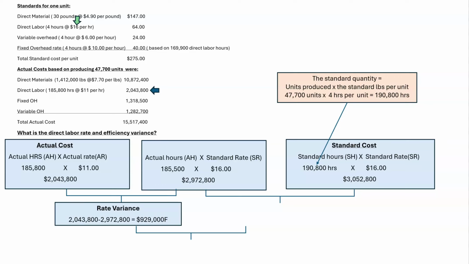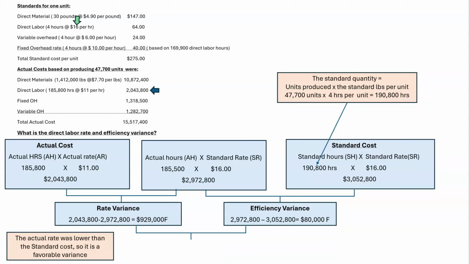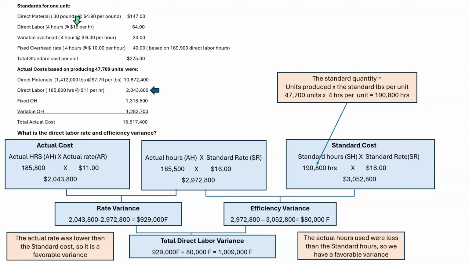So, for the rate variance, we have a favorable of 929 because we did pay less. And for efficiency, in spite of the fact we used cheaper labor, we were still more efficient. So we have a total direct labor variance of 1,009,000 favorable, which is great, but that doesn't seem to offset that we spent more on materials. So let's see what happens with our overhead.